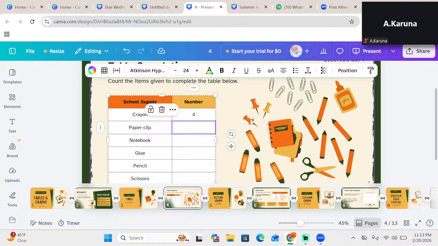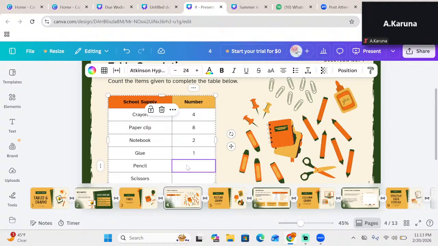Okay, and next we have paper clips. Let's count how many paper clips. 1, 2, 3, 4, 5, 6, 7, 8. So 8 paper clips. Next, we have notebooks. How many notebooks do we see? 2. We have glue. How many glue do we see? Only 1.